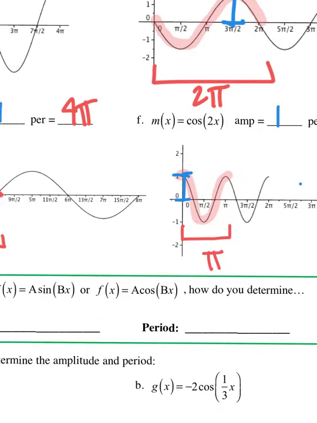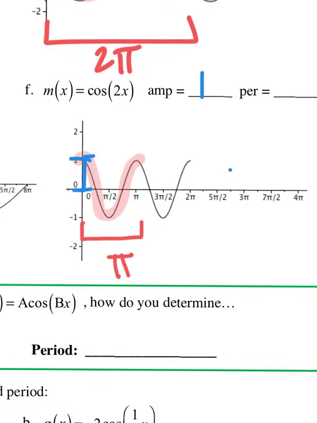When I look at F, let's see, my amplitude, midline to max, was 1. The period, this time it looked smaller. I started at 0, ended at pi, so my period is pi. So we're starting to see here that the amplitude and period can always be a little bit different.